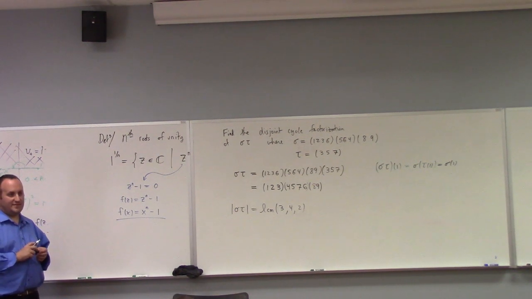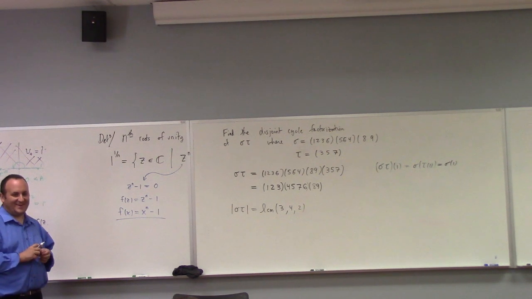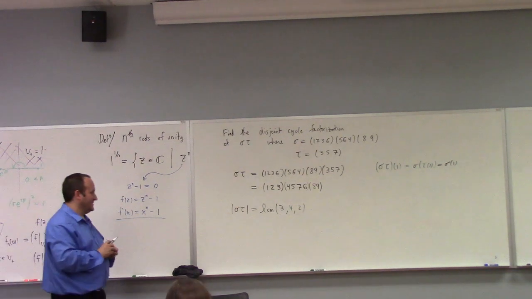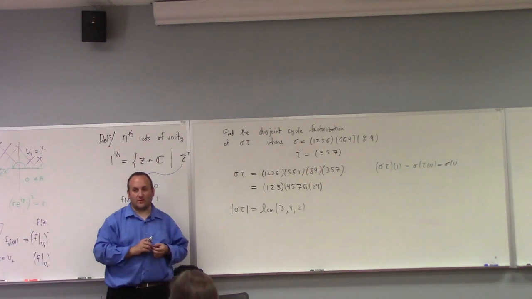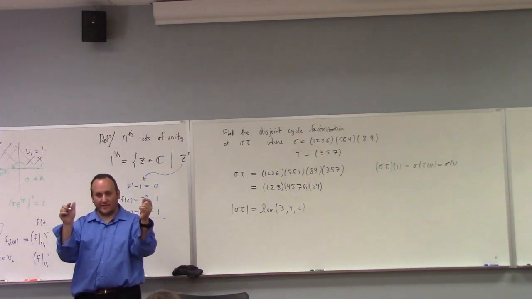Annoyingly, cycles of odd length are even. Cycles of even length are odd. What can I tell you? It is what it is. It's because the evenness or oddness doesn't refer to cycle length. It refers to the number of transpositions it takes to make it up, right?